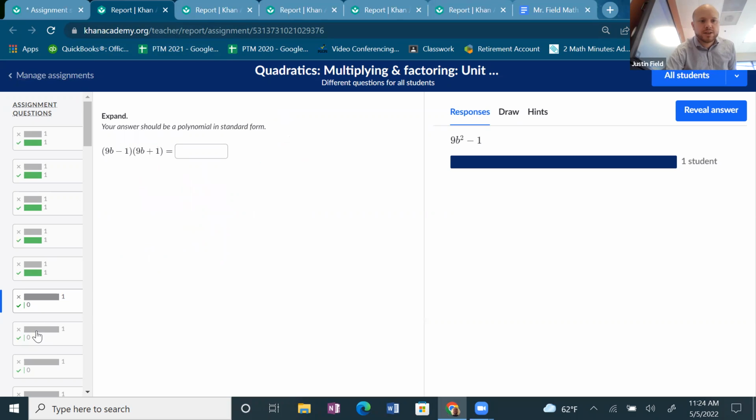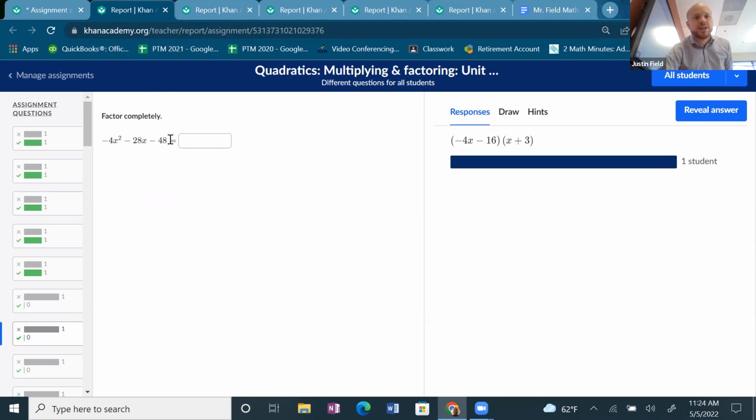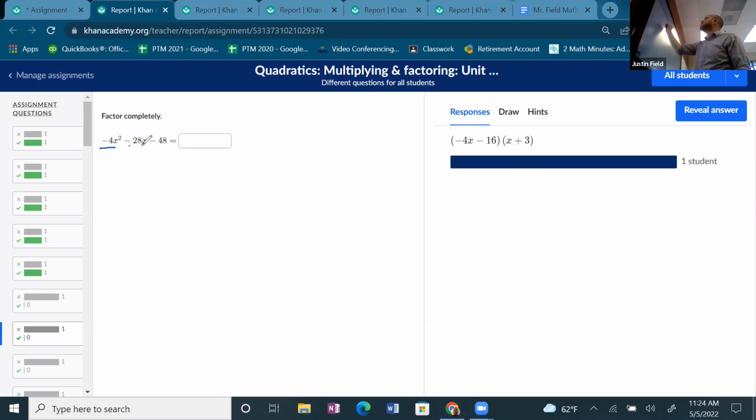Clear that. Factor completely. Okay, so let's factor. When we're factoring, the first thing we look for is a GCF, always. So I see that I can divide all of these numbers by -4. So I'm going to do that. And that goes away. We would put that -4 in front, and then we're just going to write everything else. 48 divided by -4 is positive 12. And then we factor the inside.